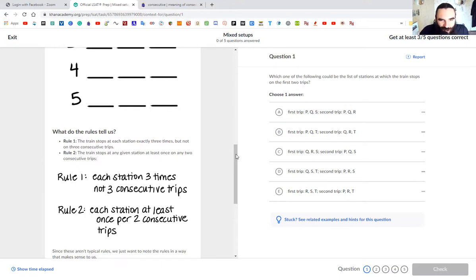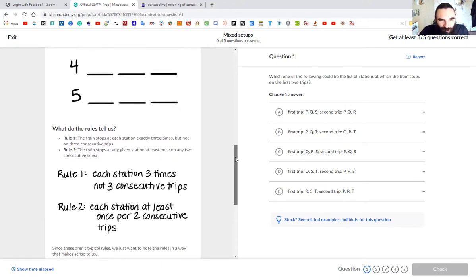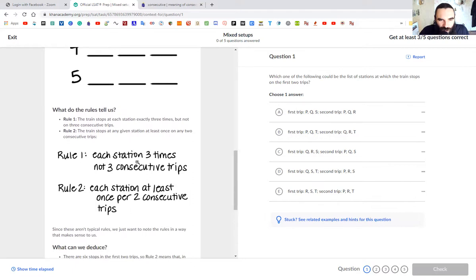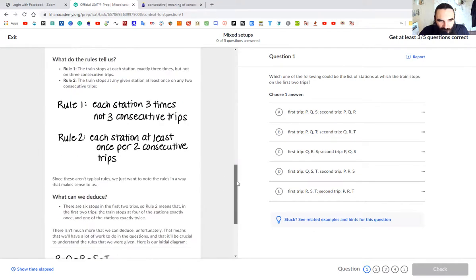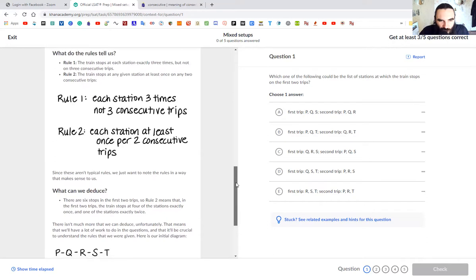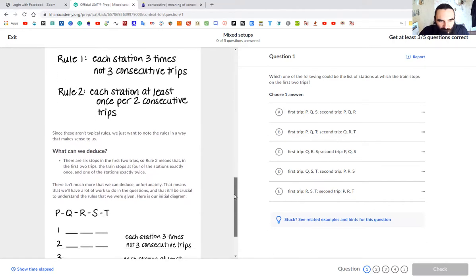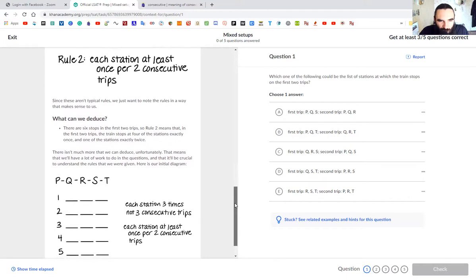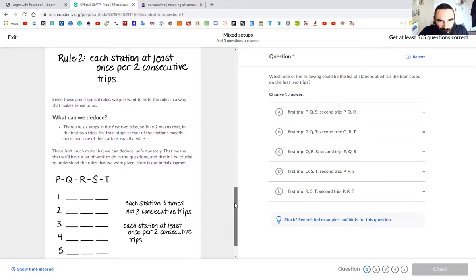Okay, the train stops at each station exactly three times, but not on three consecutive trips. The train stops at any station at least once on any two consecutive trips. Rule one, each station three times, not three consecutive trips. Rule two, each station at least once per two consecutive trips. Since these aren't typical rules, we just want to note the rules in a way that makes sense to us. What can we deduce? There are 6 stops in the first 2 trips. So rule 2 means that in the first 2 trips, the train stops at 4 of the stations exactly once.